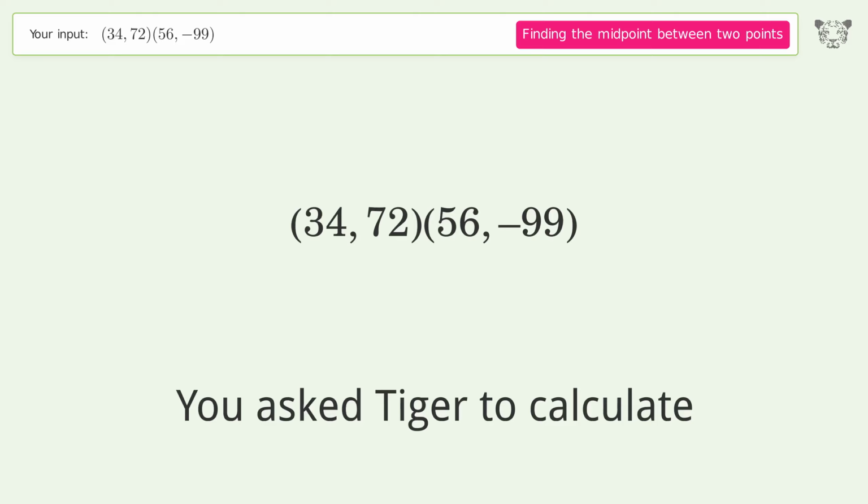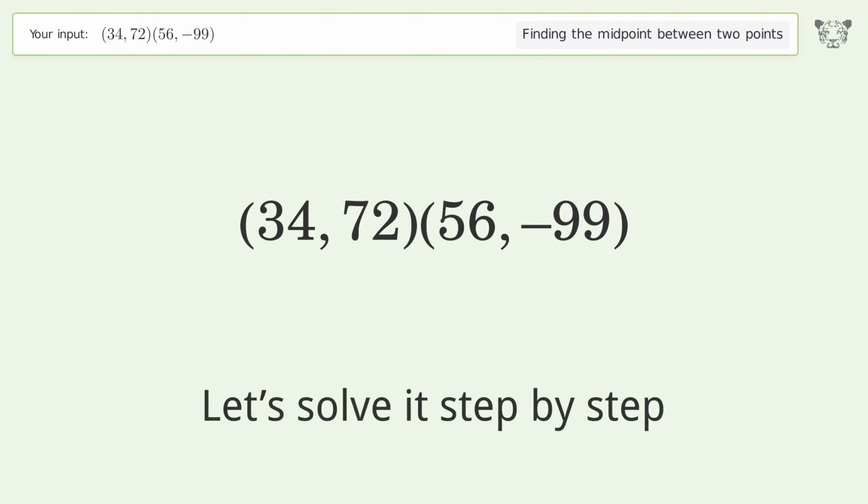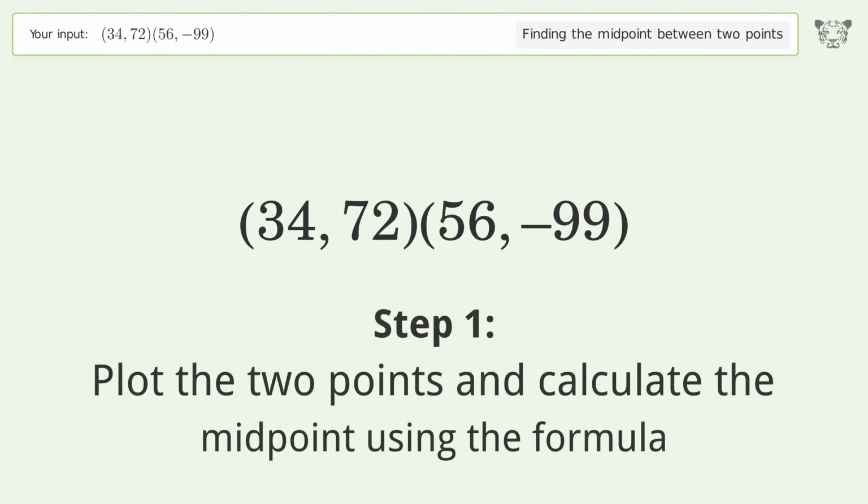You ask Tiger to calculate. This deals with finding the midpoint between 2 points. The midpoint between the 2 points is 45, -13.5. Let's solve it step by step. Plot the 2 points and calculate the midpoint using the formula.